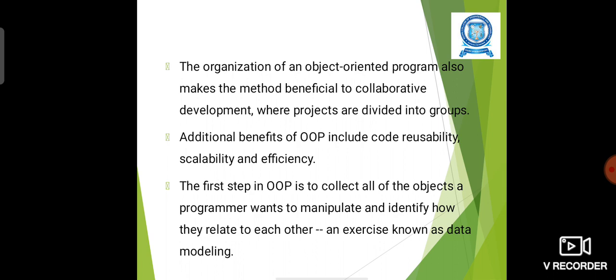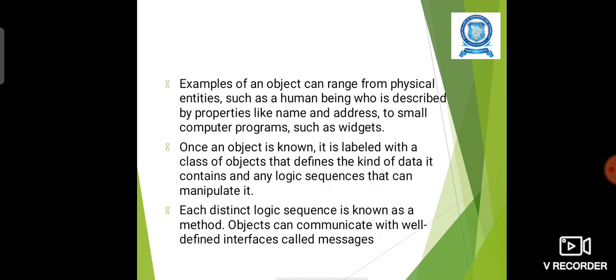The first step in OOPS is to collect all the objects a programmer wants to manipulate and identify how they relate to each other. This exercise is known as data modeling. Examples of an object can range from physical entities such as a human being who is described by properties like name and address to small computer programs such as widgets.